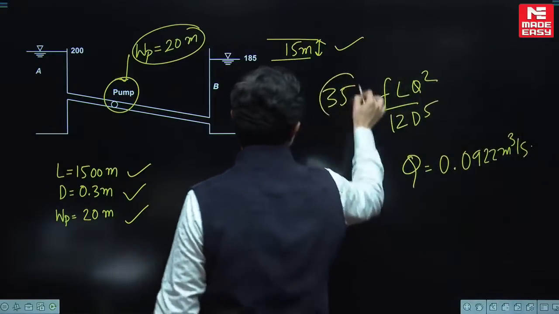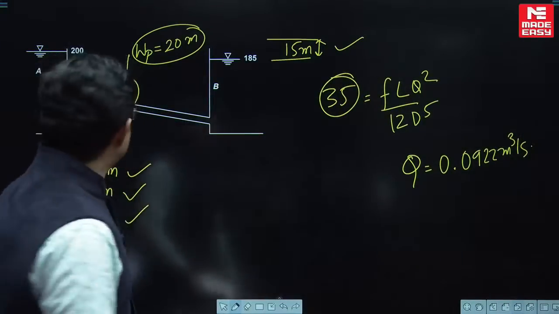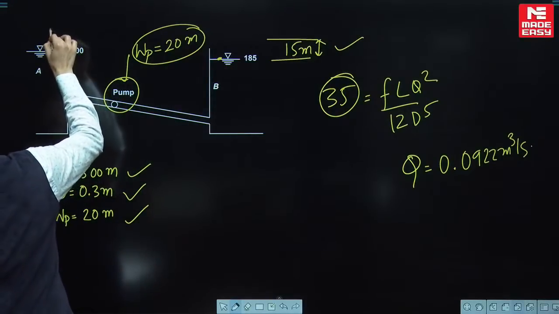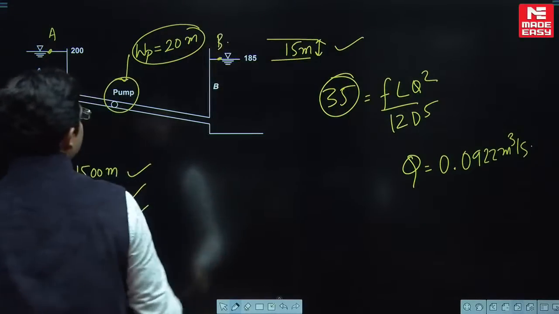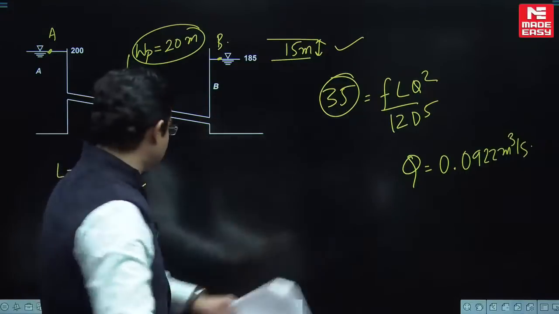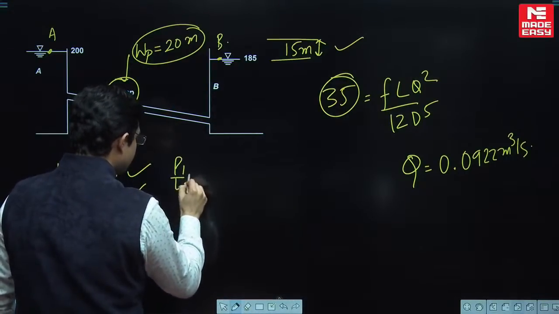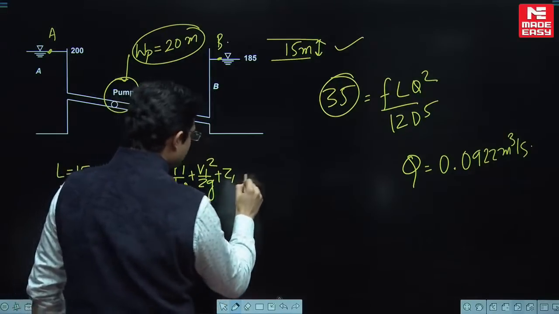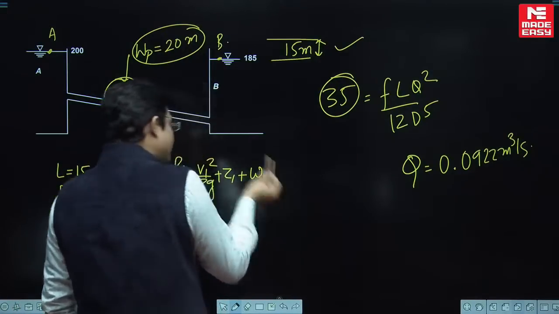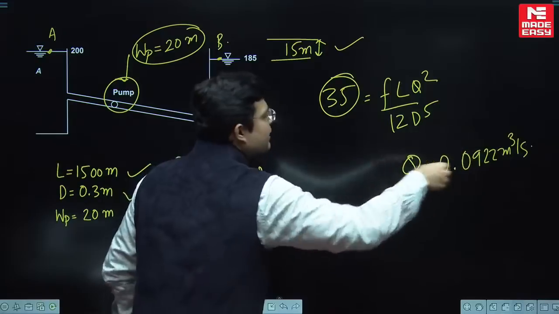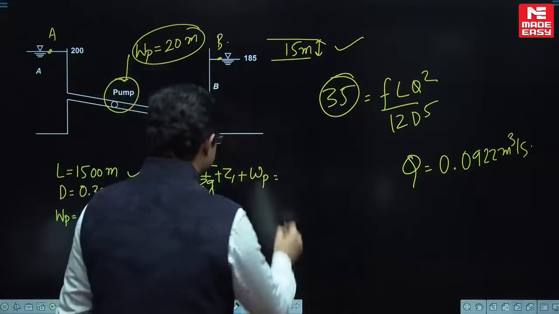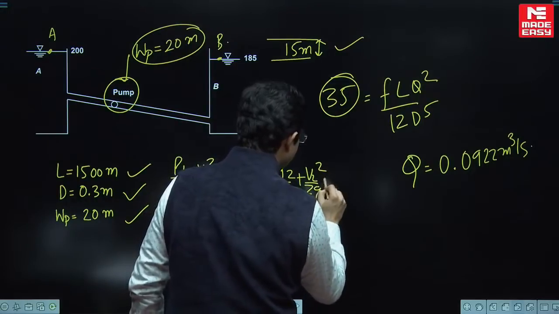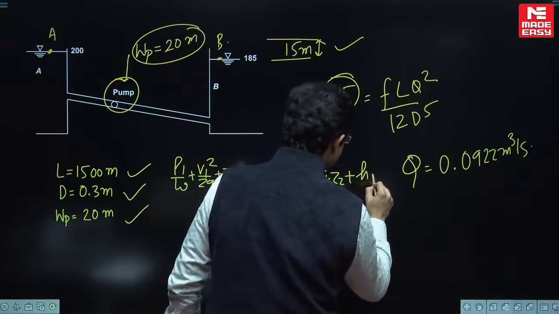Someone will say, sir, how have you written 35 here? It is very simple, apply Bernoulli between this and this, you will get the same thing. This is A, this is B, apply Bernoulli, but the generalized Bernoulli's equation. What is generalized Bernoulli? P1 by w plus V1 square by 2g plus Z1, plus pump work on the left side, and turbine work, if there is any in the question, comes on the right. So this is P2 by w plus V2 square by 2g plus Z2 plus head loss.